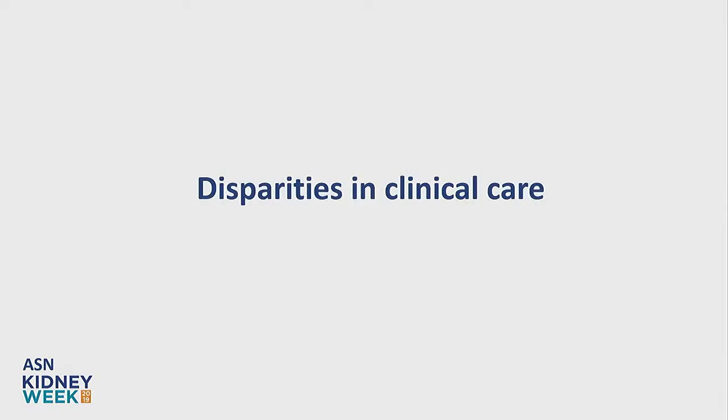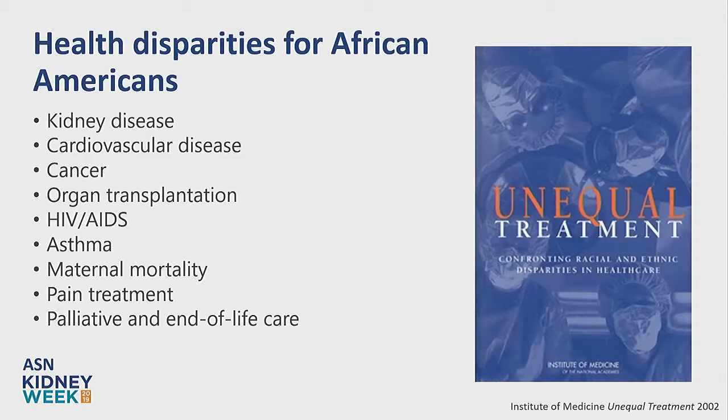So let's touch briefly on disparities in clinical care and how we can think about this further in the nephrology community. In 2002, the Institute of Medicine, now the National Academy of Sciences, published this report called Unequal Treatment, where they described disparities in care for African American patients and other ethnic disparities in this country. And we know that we have disparities in kidney disease, cardiovascular disease, cancer, palliative and end-of-life care, et cetera. So I would encourage everyone to look at this. You can view it online free of charge. It's really a phenomenal publication from top researchers, policymakers, et cetera, in this country.